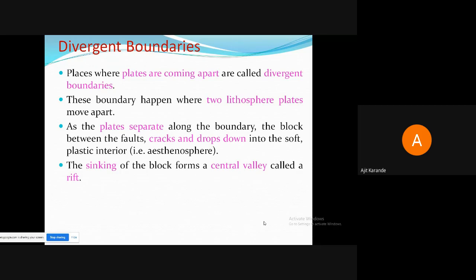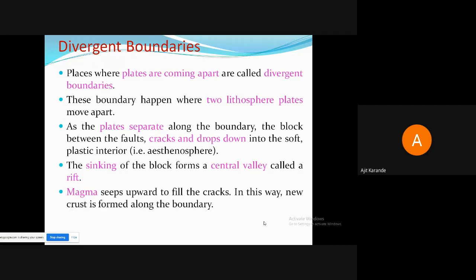So generally, magma shifts upward to fill the cracks. Cracks are formed in between two plates, and it is also called the fault, or the rift. So in the rift area, this magma comes up and fills that particular area.